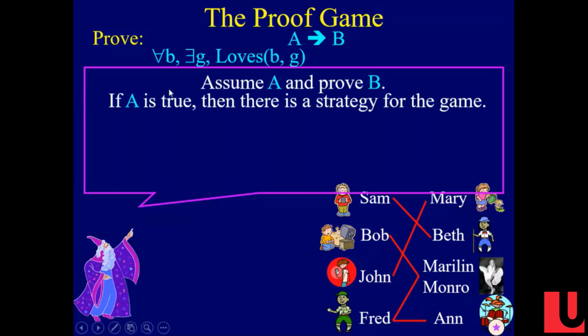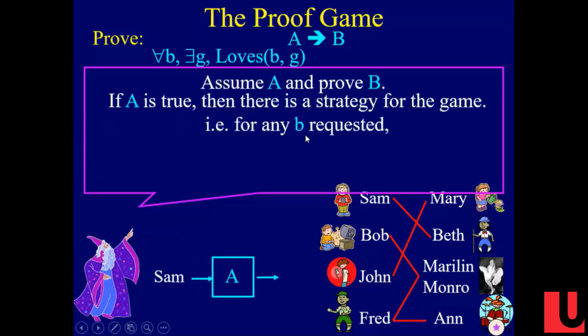If A is true, then there's a strategy for this game. And what am I going to do with that? Well, the game, remember, the adversary is going to go first and give me some boy. And then what do I have to do? I have to come up with a girl. So what my oracle is going to do for me is, for any boy, it will give me a girl. So I have this function that's going to help me. Does that kind of make sense?